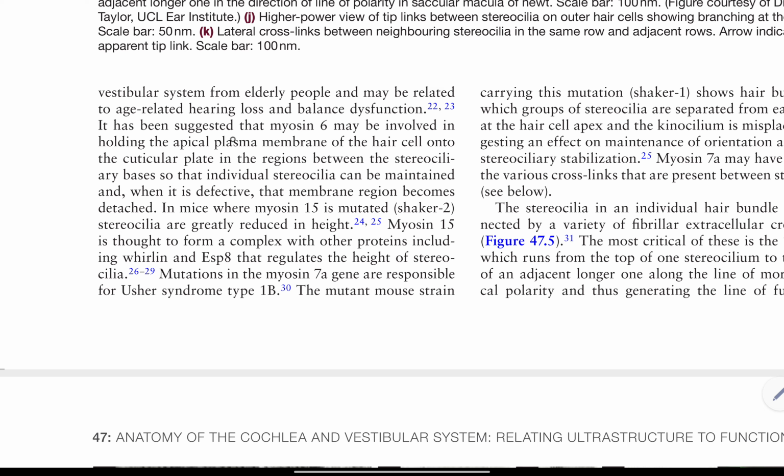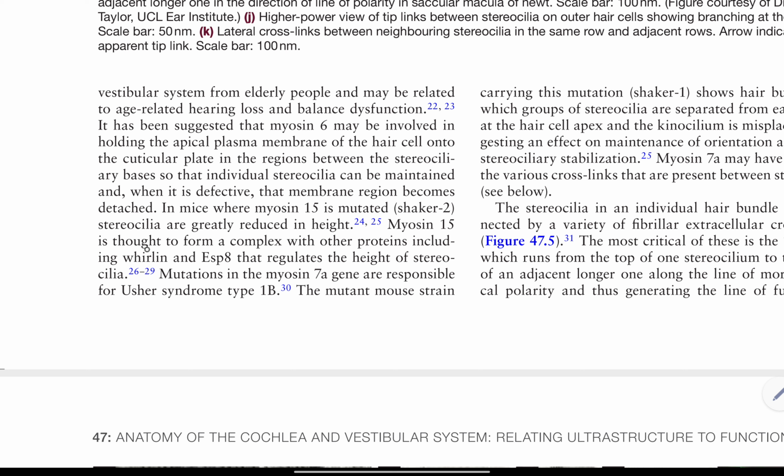It has been suggested that myosin 6 may be involved in holding the apical plasma membrane of the hair cell onto the cuticular plate in the regions between stereociliary bases so that individual stereocilia can be maintained, and when it is defective, that membrane region becomes detached. In mice where myosin 15 is mutated, Shaker 2, stereocilia are greatly reduced in height.